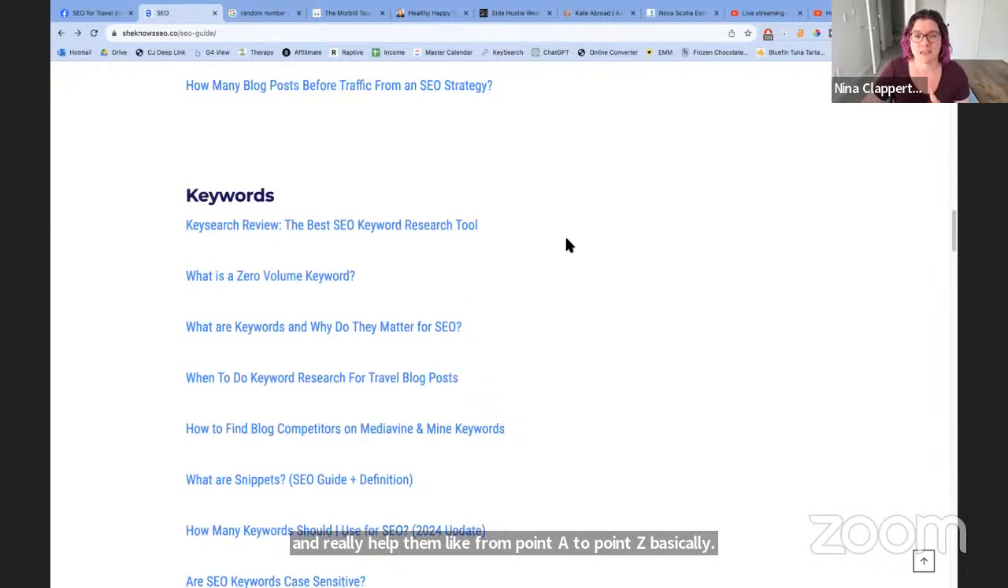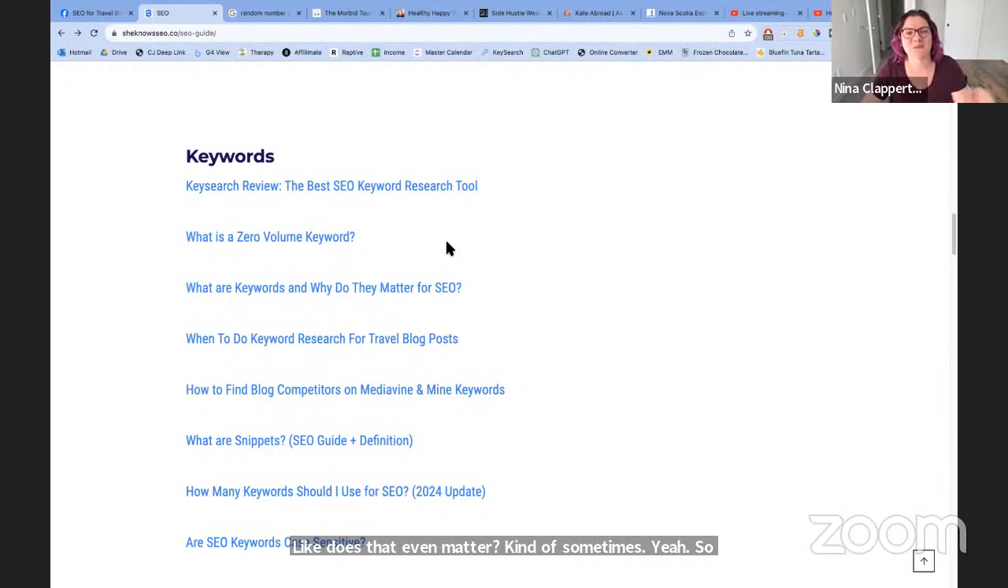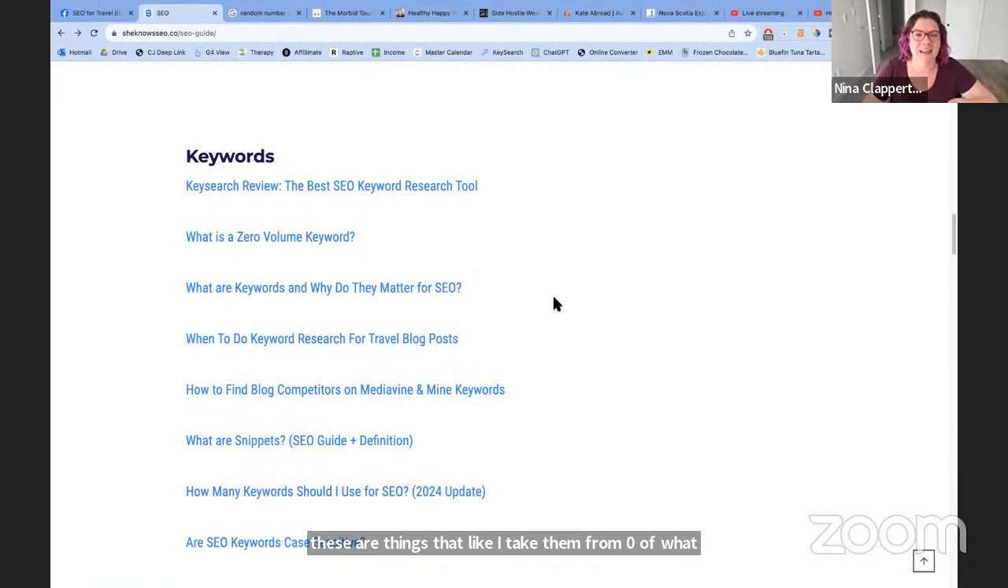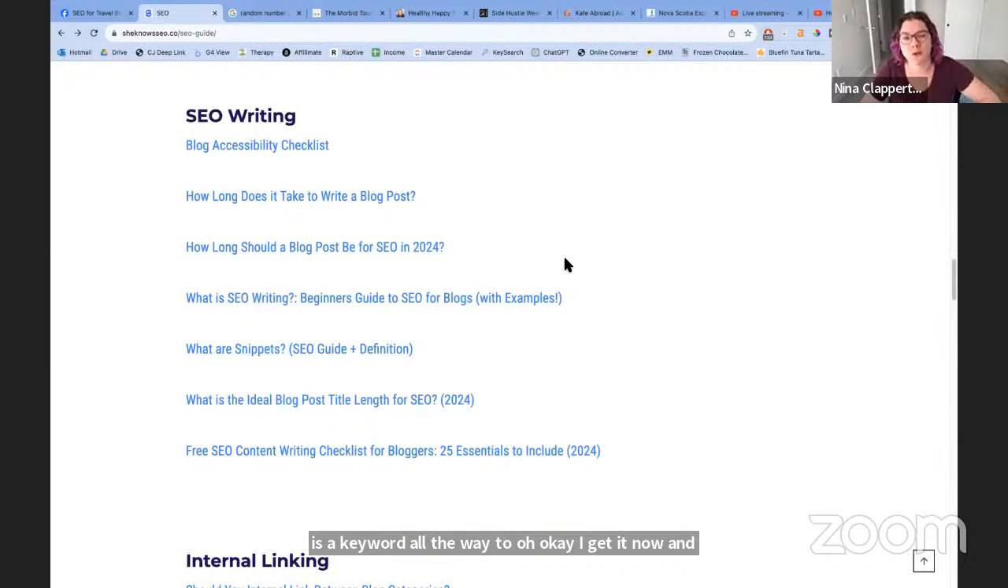So like the keyword situation here again, I don't just stick with what are keywords and why do they matter. I talk about how to mine keywords, what are snippets? That's not technically keywords, but it's how to find a snippet or keywords with a snippet. How many keywords to use? Are they case sensitive? You might not even have thought, does that even matter? Kind of, sometimes, yeah. So I take them from zero of what is a keyword all the way to, oh, okay, I get it now. And now I can move on to more content about SEO writing where I'm going to include those keywords. So that's how that system works.